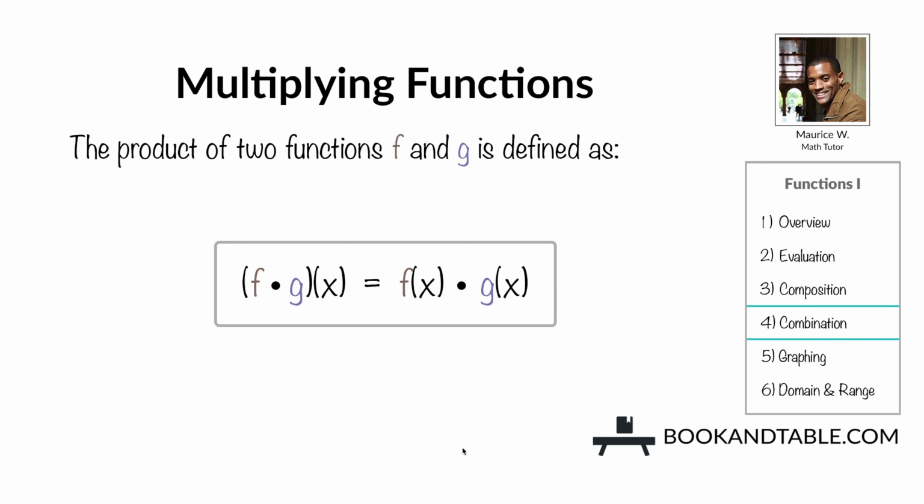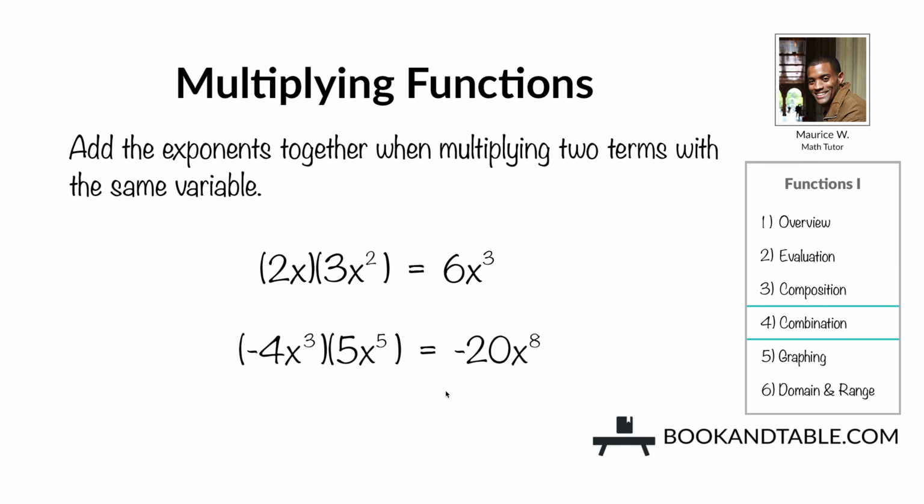The product of two functions, f and g, is defined as f times g of x is equal to f of x times g of x. So just like addition and subtraction, when we are multiplying two functions, it is the same as taking the first function and multiplying it times the second function. Now, when we are multiplying functions, you want to remember the following. Add the exponents together when multiplying two terms with the same variable.